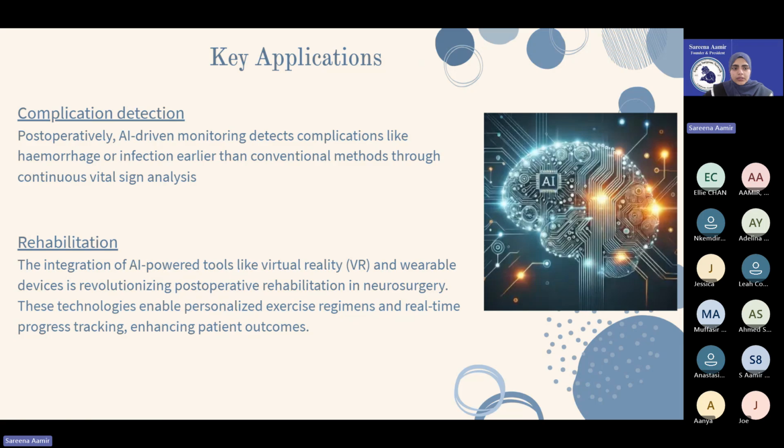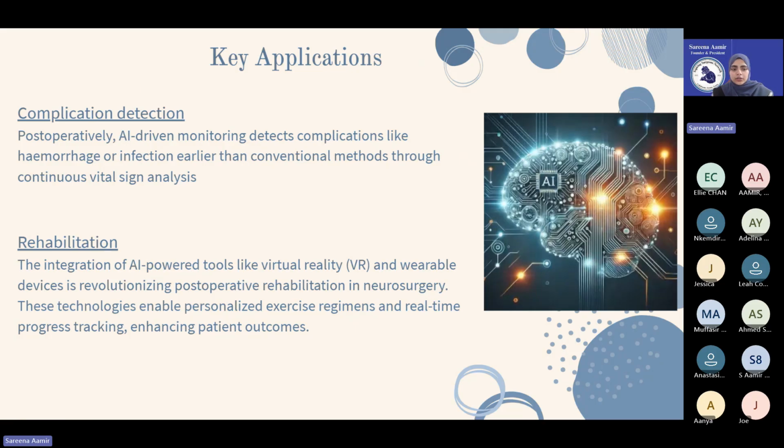Post-operatively, AI detects complications like hemorrhages or infections earlier than conventional methods through continuous vital sign analysis. So AI will keep checking to make sure that there are no brain bleeds or herniation or infection happening in the brain. And that can help with getting medical intervention quicker for the patient, and that can improve patient outcomes.